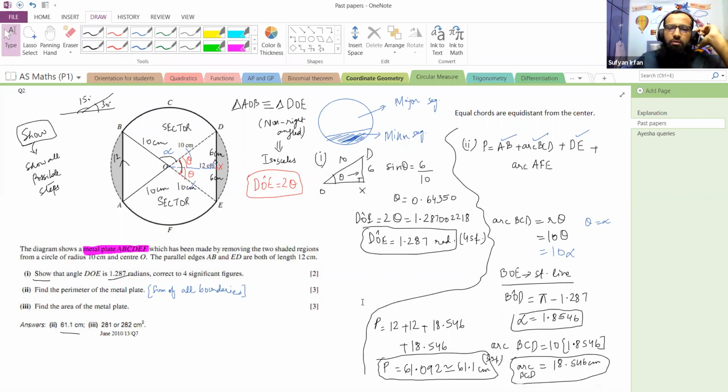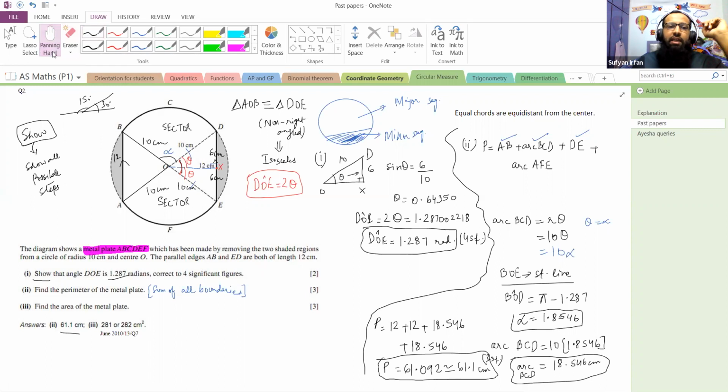Right, clear. Now for the last part of the question, the area of the metal plate. For finding the area of the metal plate, we can see that there are two triangles involved. We have two triangles and we have two sectors. So adding the area of the two sectors and the area of the two triangles will give us the area of the metal plate.